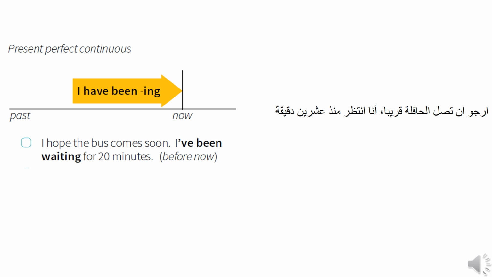So we can see that there is a kind of sharing point between the past and the present moment right now. This is a characteristic related to the present perfect continuous. We have a duration, we have a starting point in the past, and a kind of ending point in the present, which means the present moment.